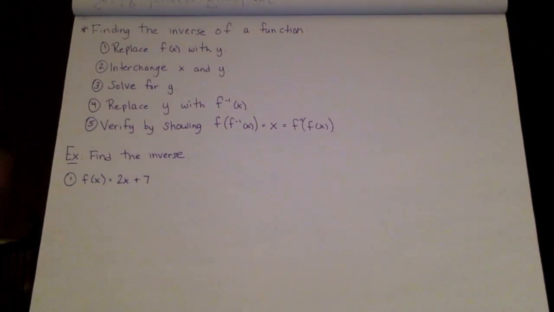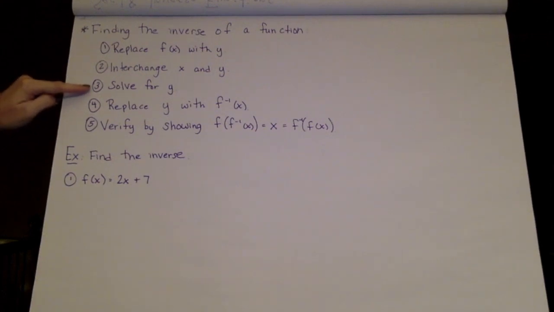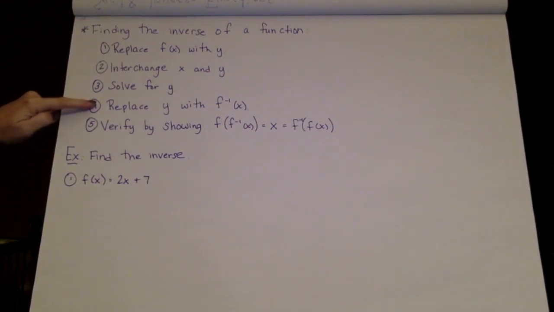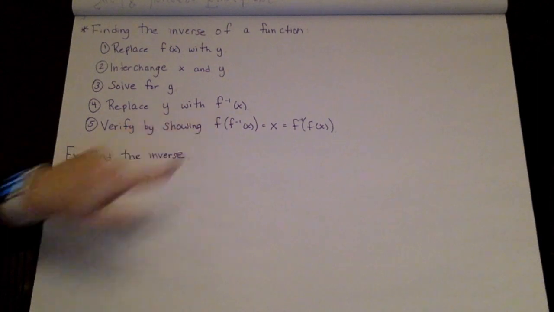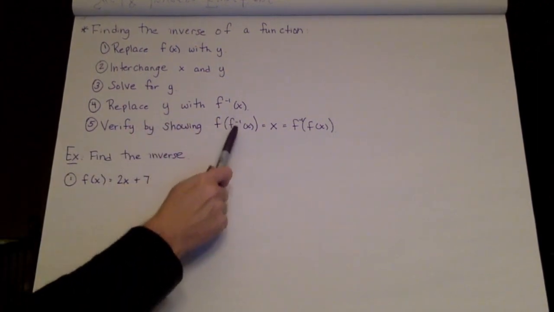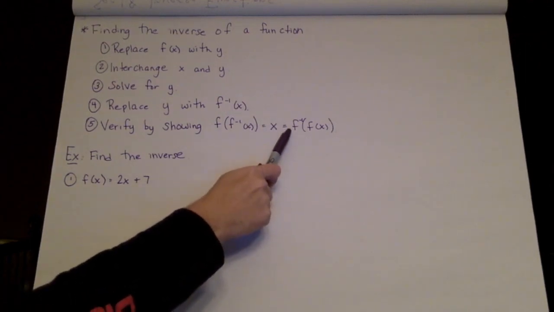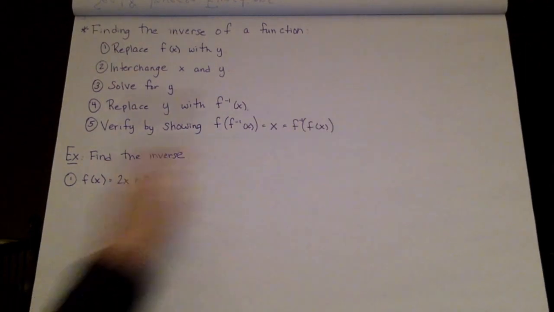We start by replacing f of x with y. Then we'll interchange the x and the y. We will solve for the y value now, getting y by itself. Then we're going to replace y with the inverse function notation, and then we would verify it by showing that f of the inverse of f of x is equal to x, which is equal to the inverse of f of f of x.